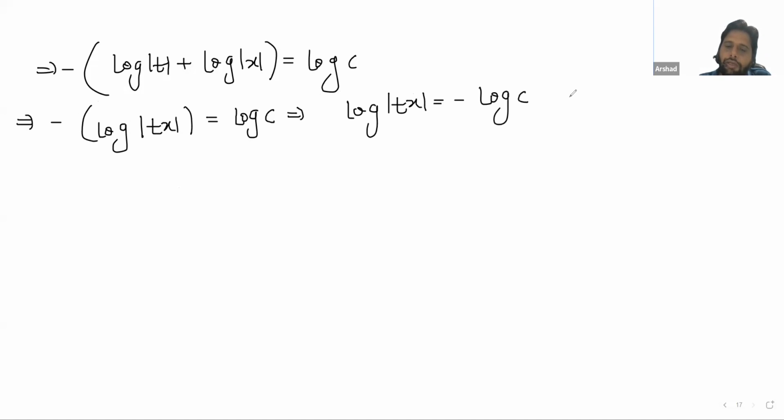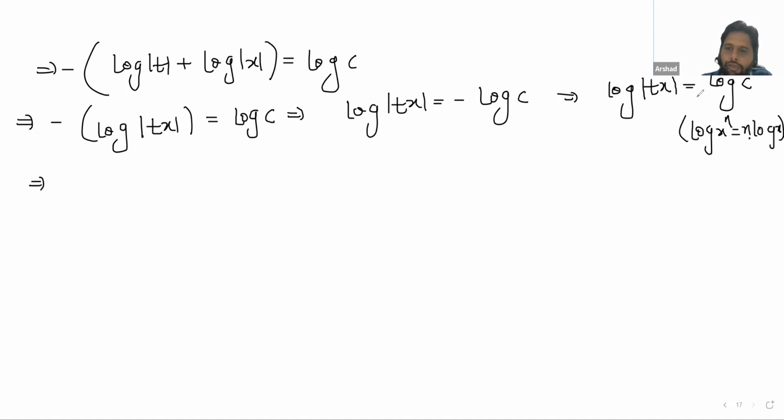So we can write it like this: log mod tx is equal to, this negative can be shifted to its power, c to the power minus 1. This minus 1 I have shifted here. So I hope you understood why and how we have done this by using this property: log x to the power n is equal to n log x.